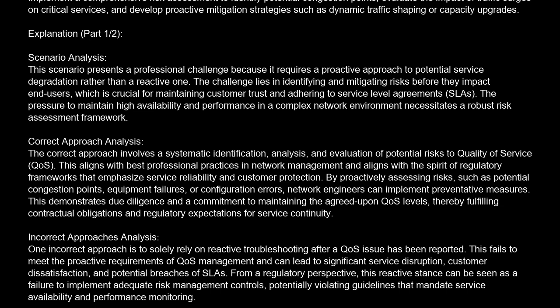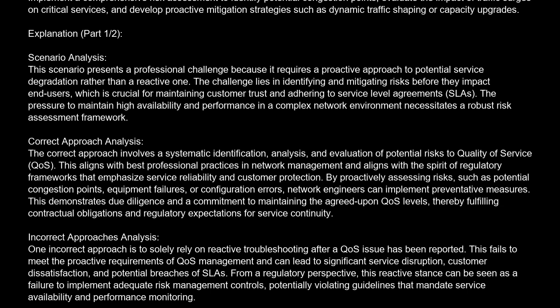Incorrect approaches analysis. One incorrect approach is to solely rely on reactive troubleshooting after a QoS issue has been reported. This fails to meet the proactive requirements of QoS management and can lead to significant service disruption, customer dissatisfaction, and potential breaches of SLAs. From a regulatory perspective, this reactive stance can be seen as a failure to implement adequate risk management controls, potentially violating guidelines that mandate service availability and performance monitoring.